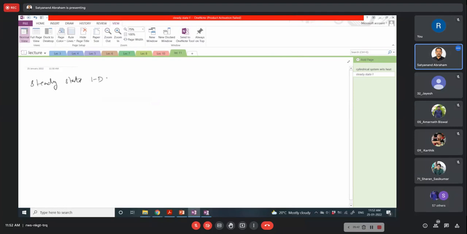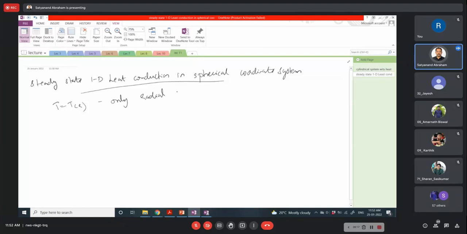Steady state 1D heat conduction in spherical coordinate system. 1D means T is a function only of r, so only radial variation is considered.